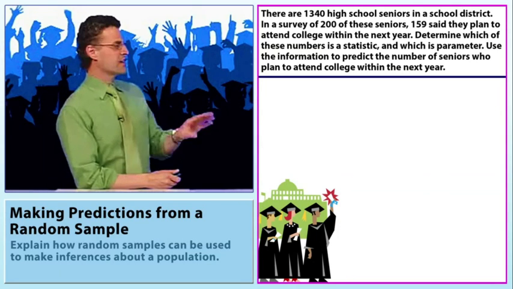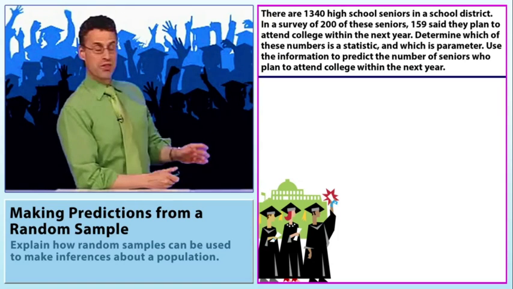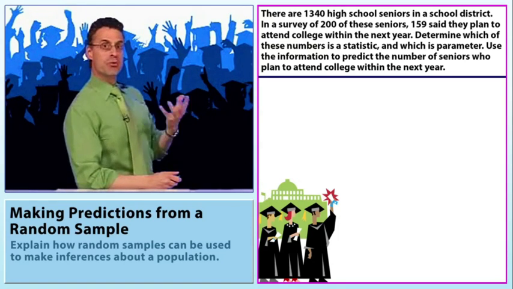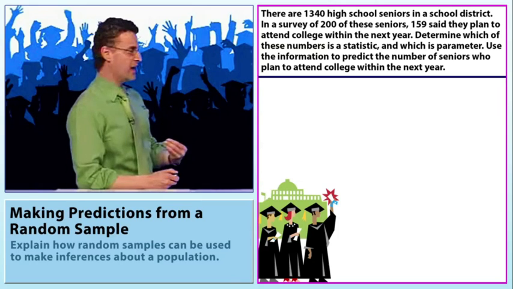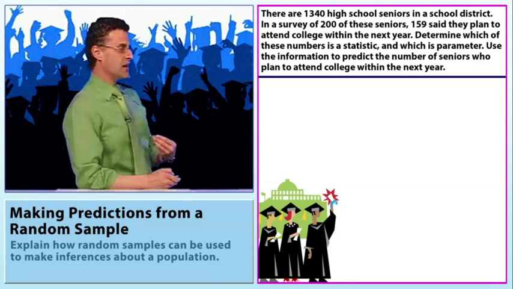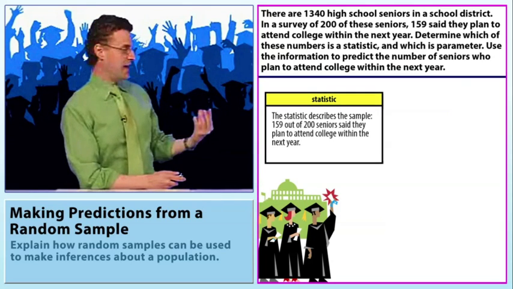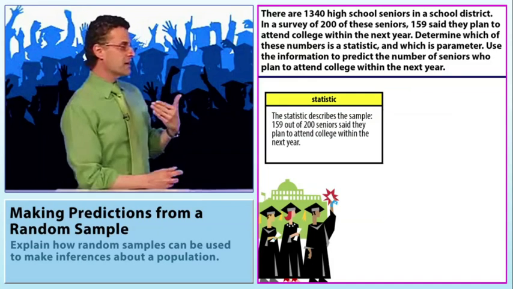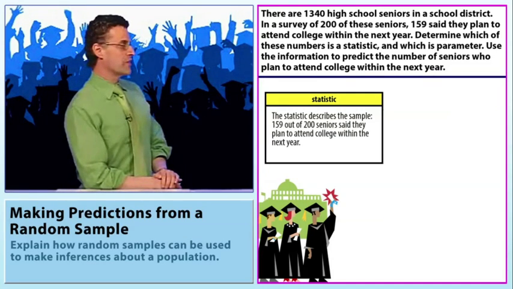Okay, and then we'll use that information to predict the number of seniors who plan to attend college for the next year. Okay, so what's the statistic? The statistic is the information that we collected through the survey. So 159 out of 200 seniors that were asked said they plan to attend college within the next year. So that's the statistic. That's what we found. Now, what's the parameter? The parameter is the number of seniors in the school, and the entire number of students that plan to attend college within the next year.